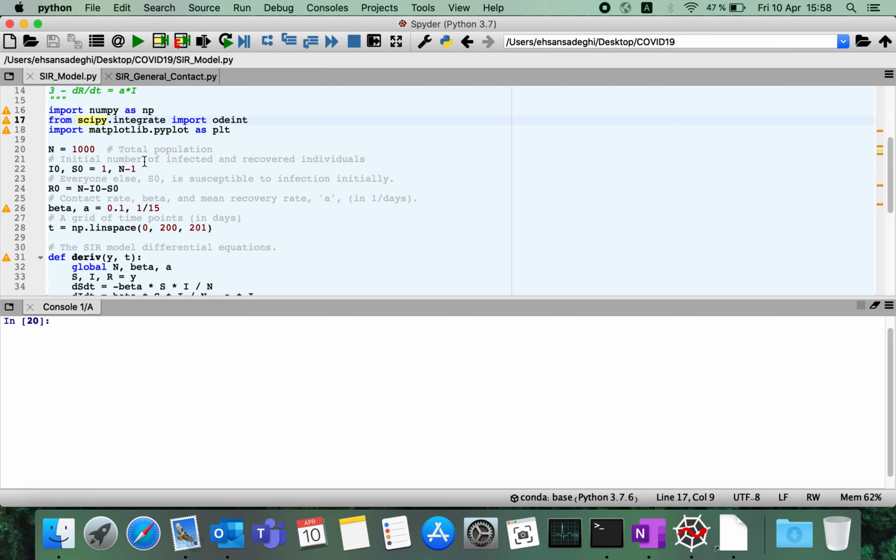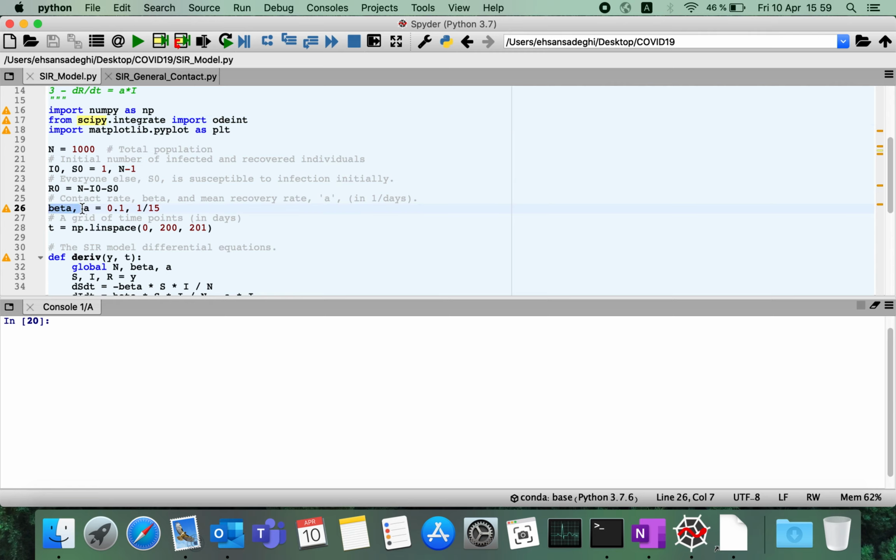For N, the total population, I have considered 1000, and then I0 and S0 as the initial values. I have considered 1 as the initial value for I0. Of course, there is always one person who starts the epidemic and gets infected. S0 is N minus 1, so I subtract I0 from the total population N. And R0 is the number of recoveries. Of course, on the first day there is no recovery, so R0 in our case is 0.